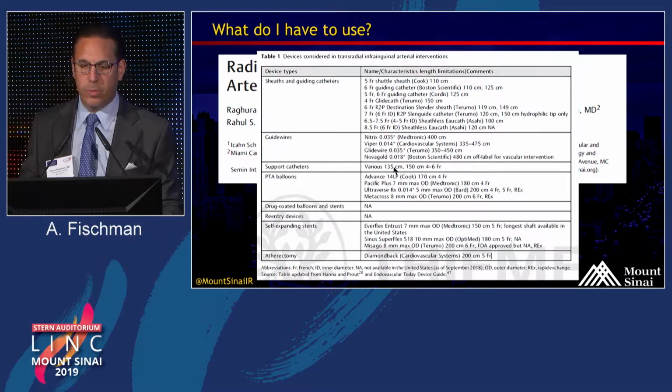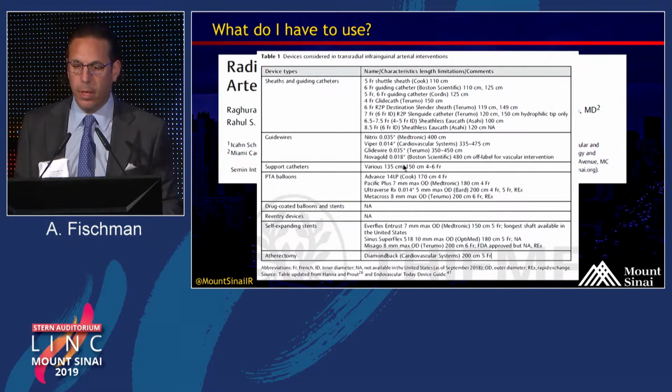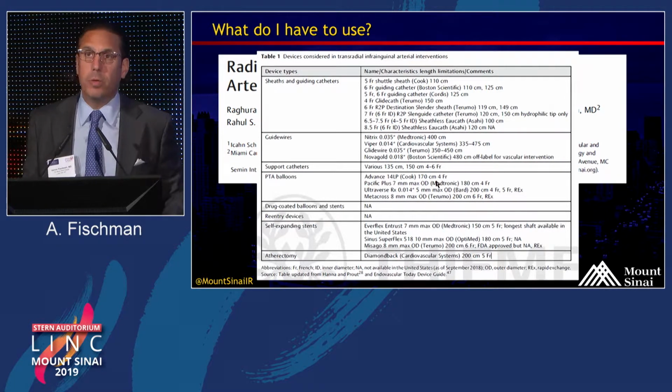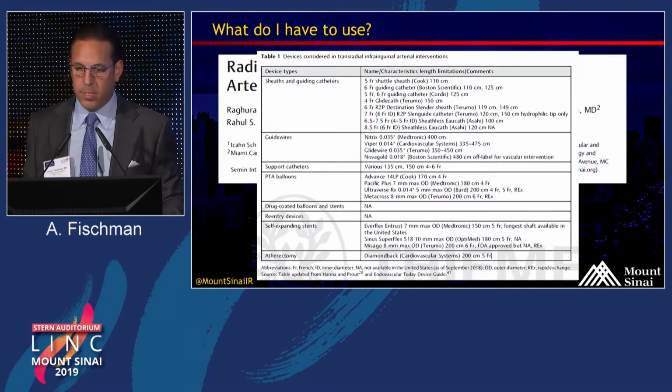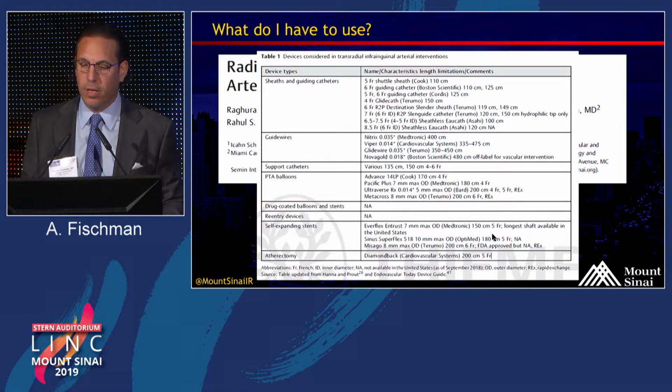In terms of guide wires, we have long glide wires now that are up to 450 centimeters, as well as the Viper wire, which goes in the mid 400s. In terms of balloons, we use 4 major balloons for radial access: Advance, Pacific Plus, Ultraverse, and Metacross, and these can reach down to the tibial vessels as well. Stenting technology is limited, as we all know. The Entrust platform by Medtronic is available in 150, and then the Mizago stent, which is not currently available yet in the US, goes up to 200 and is rapid exchange.